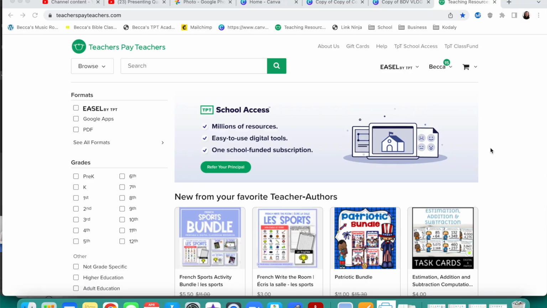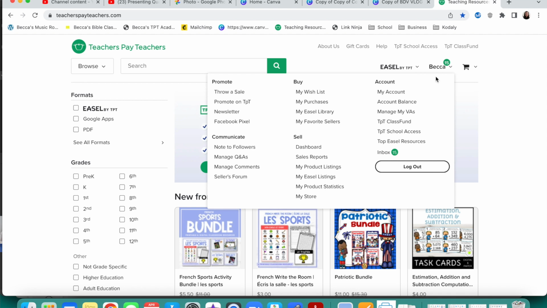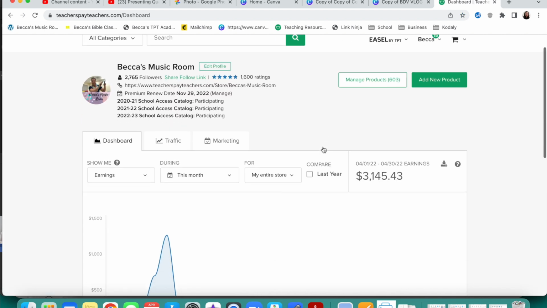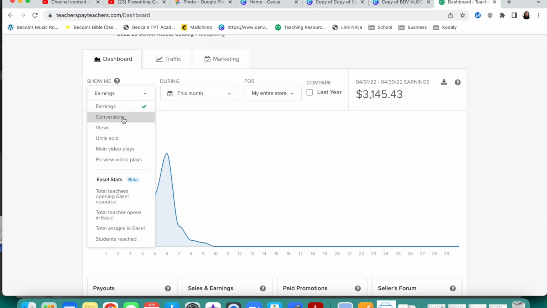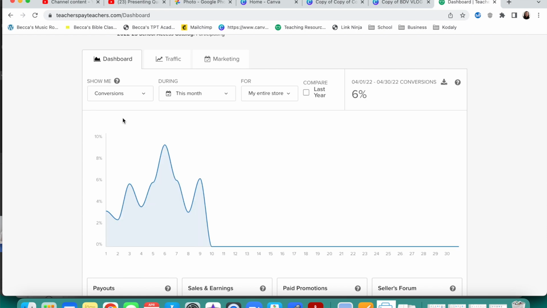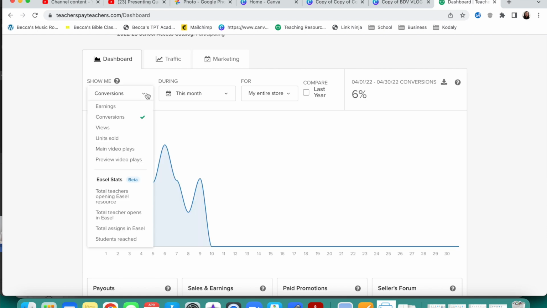If you're looking for your conversion rate overall as a store, and a really interesting thing is to compare your old conversion rate to your new conversion rate, then my suggestion is to go to your Teachers Pay Teachers dashboard. Over on the side, it usually defaults to earnings, showing how much you've earned this month. But if you switch it to conversion rates, it will tell you your average conversion rate per day, per month, whatever time frame you put in there.